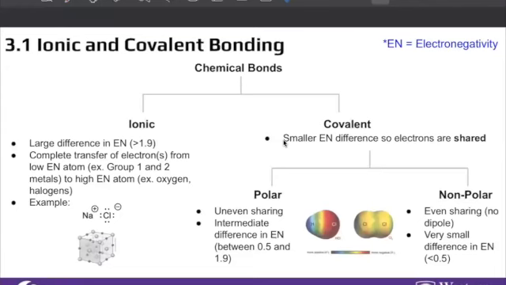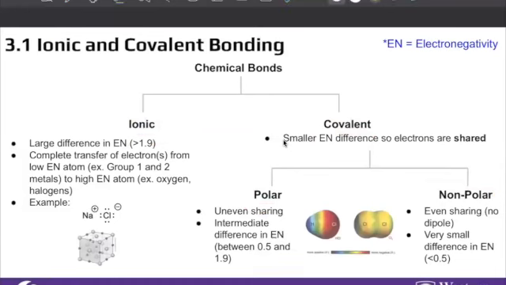Okay, so out of all the chemical bonds that make up compounds, they can be divided into two major categories. So we have ionic and covalent. And then you can see here that covalent can get further subdivided into two more categories, which we'll talk about later. So we'll start with ionic bonds, which are formed between elements that have a large difference in electronegativity.